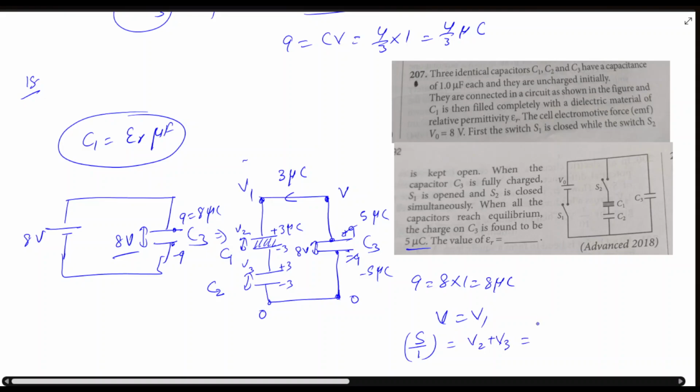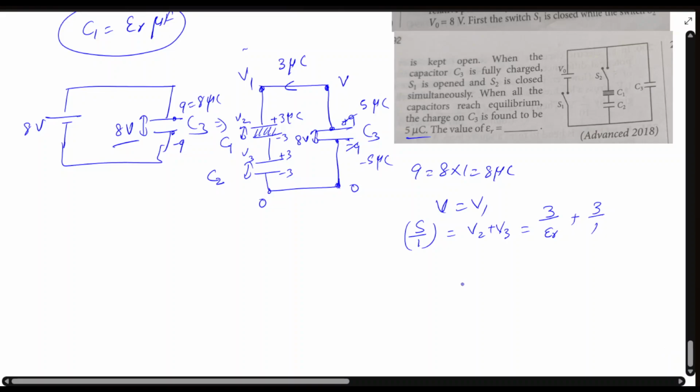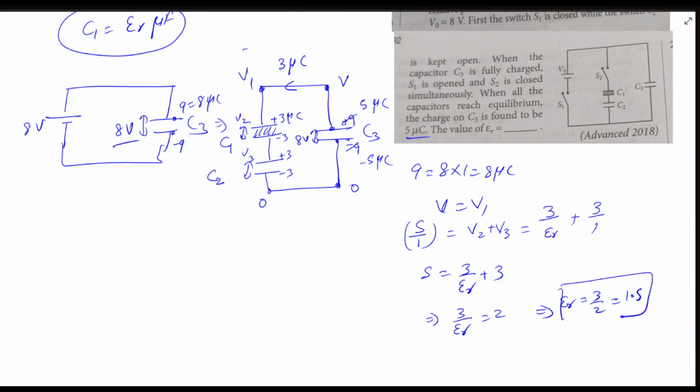Now V2 is how much? It will be 3 upon the capacitance ER. And V3 is how much? It will be 3 upon 1. Okay. So for 5, we get 3 upon ER plus 3. So I'll get 3 upon ER is equal to 2. So we'll get ER as 3 by 2, which is 1.5. So the answer will be 1.5.